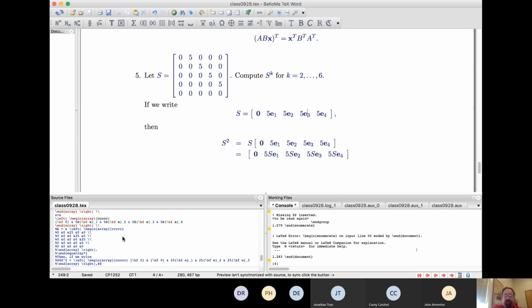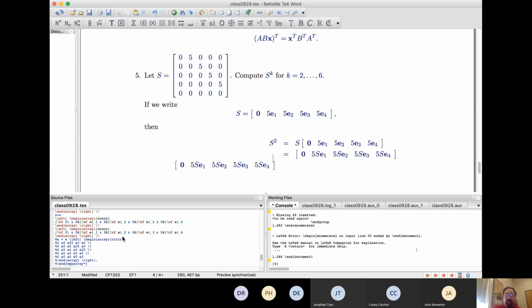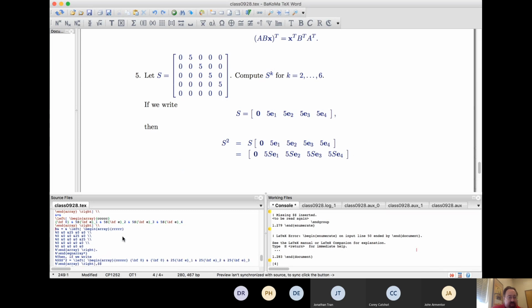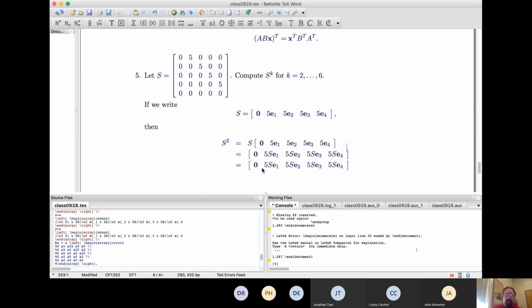So once I actually do, actually I'll fill in an intermediate step. Wait, something went wrong there. Okay. All right. So SE1, first column of S, that is 0. Second column of S, 5E1. That's going to give me 5 times 5 or 25 E1.